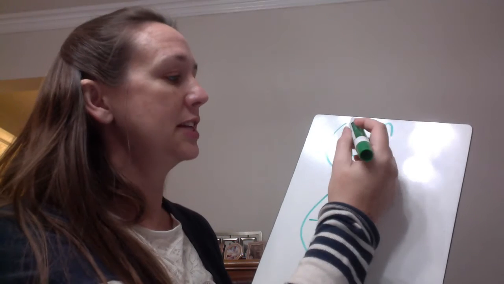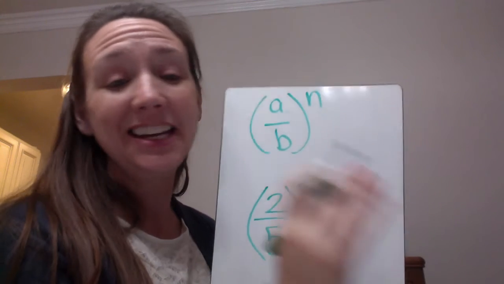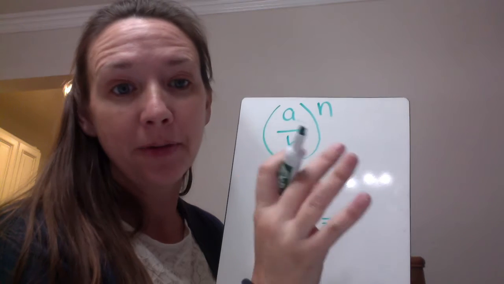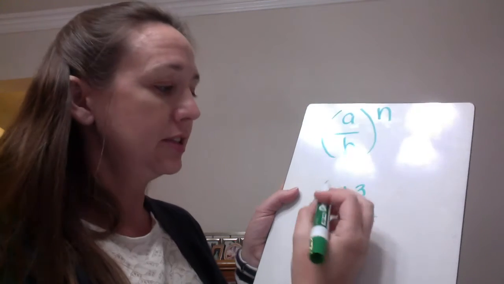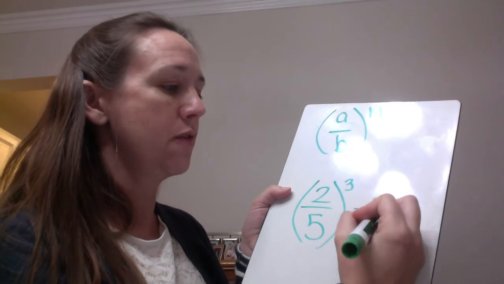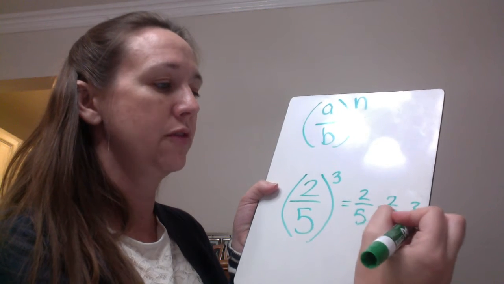So second to last one is a over b to the n. When we have a fraction, it is not harder. A lot of people freak out because there's a fraction. Don't be a fractionist. It's not harder. This just means take 2 over 5 times 2 over 5 times 2 over 5.